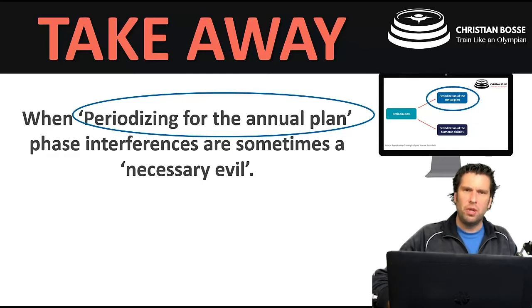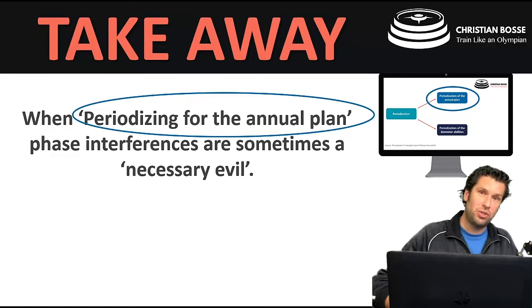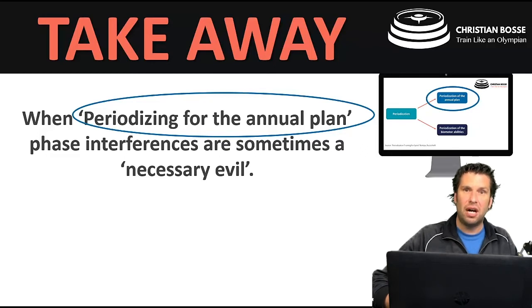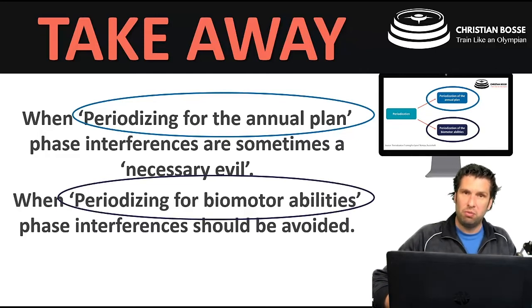Long story made short, when periodizing for the annual plan, phase interferences are sometimes a necessary evil. What does that mean? Well, we have sports that require different qualities, and these qualities could be opposing. That could be a high aerobic capacity combined with certain strength demands, which not necessarily works very well together, but that is sport. So when we are periodizing for the annual plan, phase interferences are sometimes a necessary evil that we have to accept. But if we are periodizing for biomotor abilities, phase interferences should be avoided. If that happens, then there's truly a mistake in the planning process.